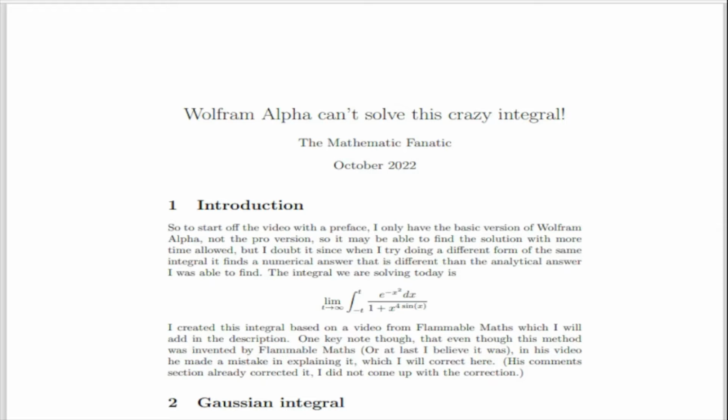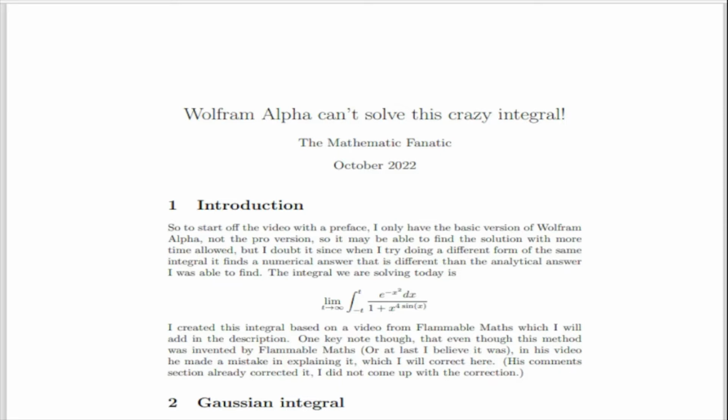To start off the video with a preface, I only have the basic version of Wolfram Alpha, not the pro version. So it may be able to find the solution with more time allowed, but I doubt it, since when I was trying to do the same integral in a different form, it found a complex numerical answer, rather than the analytical answer I found in the real numbers.